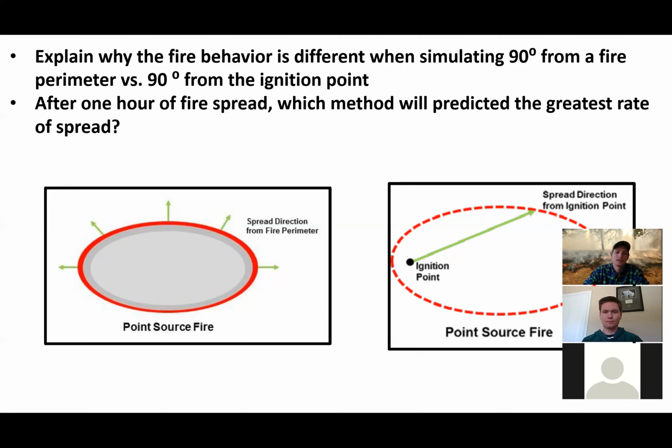And that's basically because 90 degrees from a fire perimeter means we're describing flanking fire behavior. 90 degrees from the ignition point is going to be closer to backing fire.